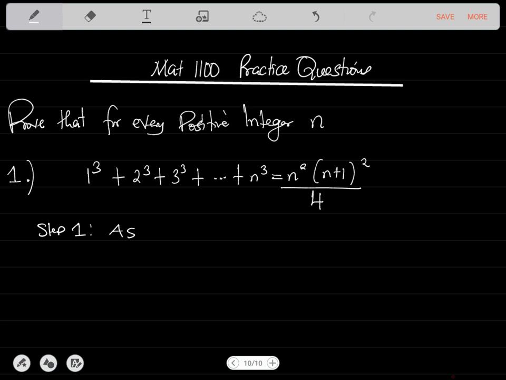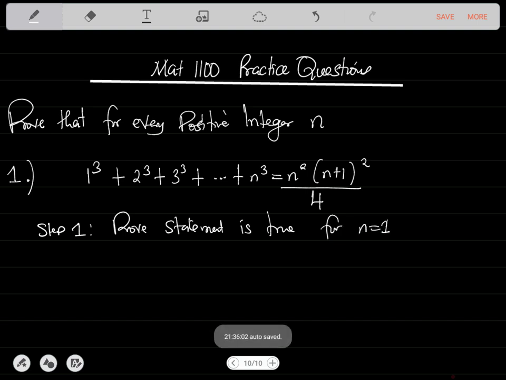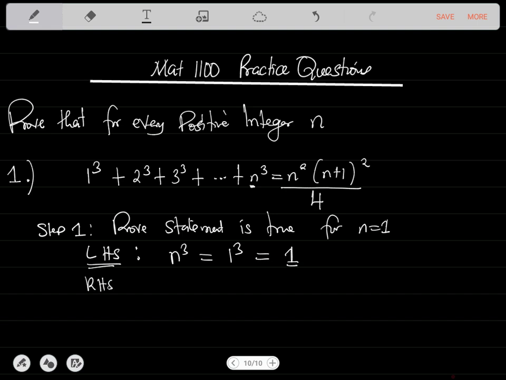Okay, so you prove, not assume, prove that the statement is true for n equal to 1. So where there's n here on my left hand side, my left hand side has got one n there, which is n cubed. So I'm going to put 1 there to just give me 1.